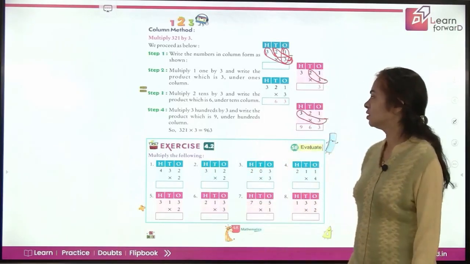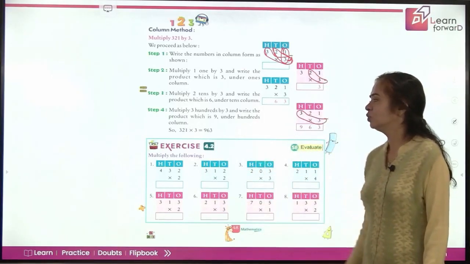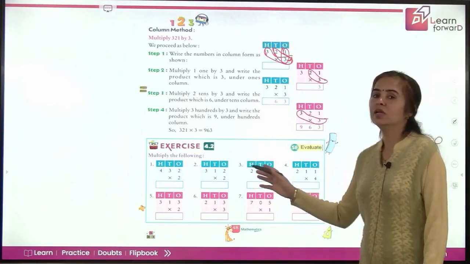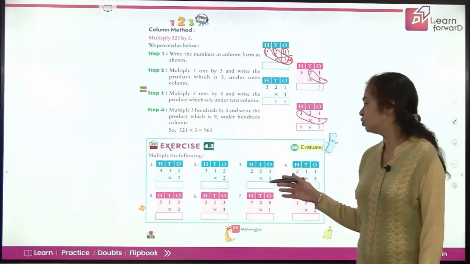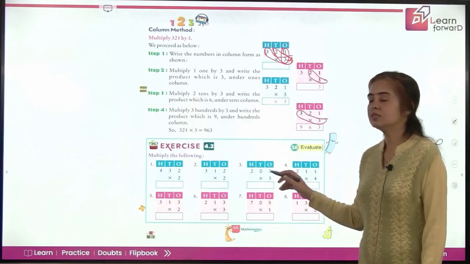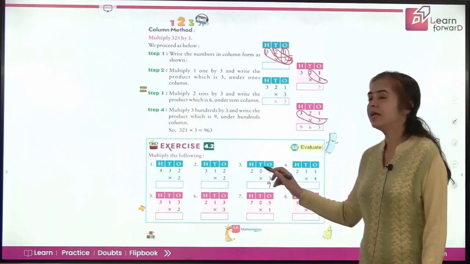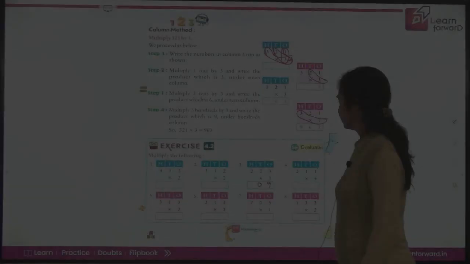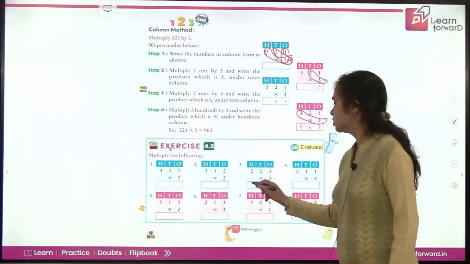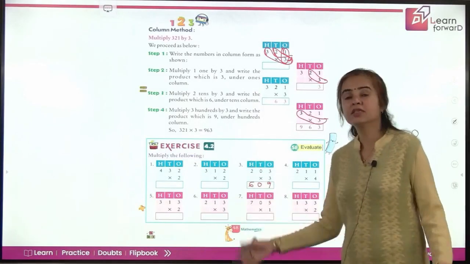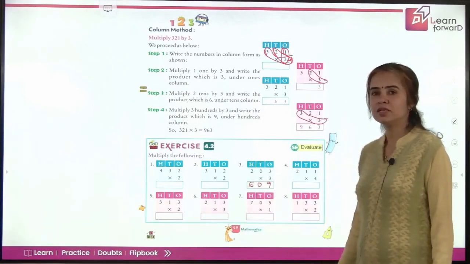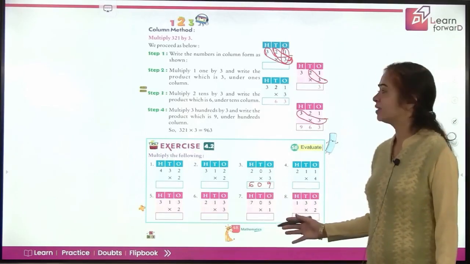That's great, children. So you have an exercise here to do. Multiply the following. Numbers are already written. Let's do one part. 3 times 3 is 9. 3 times 0 is 0. And 3 times 2 is 6. So you get your answer 609. So easy. So I'm sure you can do rest of the parts yourselves.